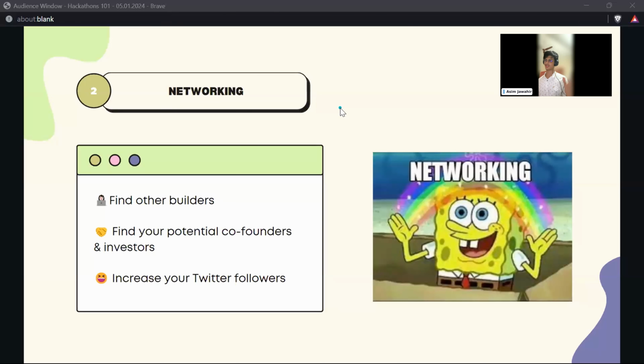Next is networking. Again, you can find really smart people, as smart as Parth and Saurabh, over here. You can find your potential co-founders, investors, and you can get that social media blink. So yeah, you get a bunch of cool stuff. Especially in regards to co-founders and investors, hackathons actually play a huge role.